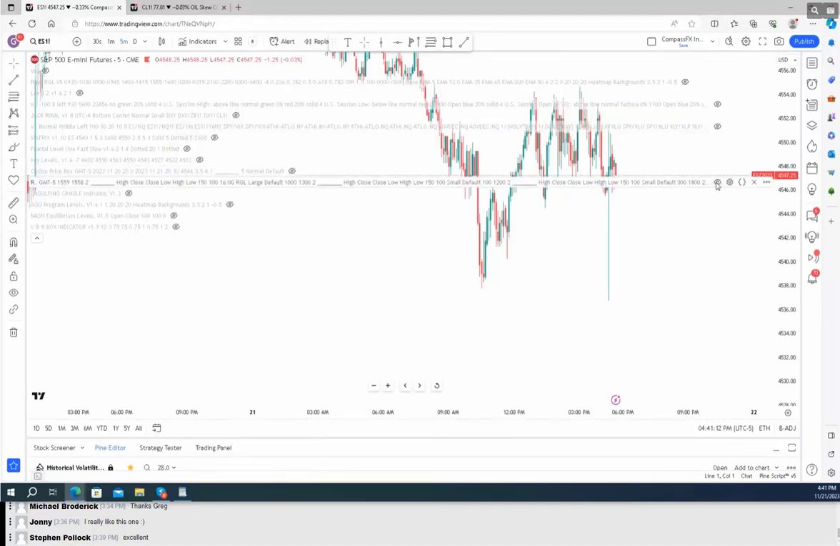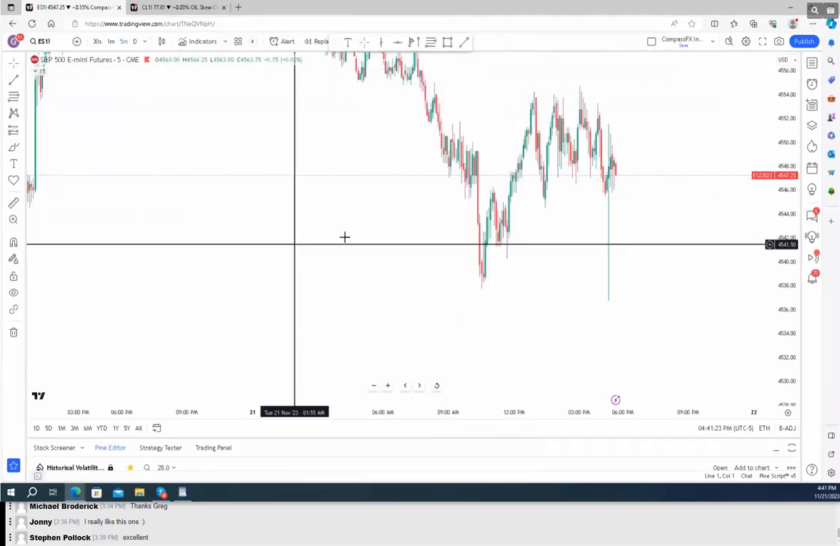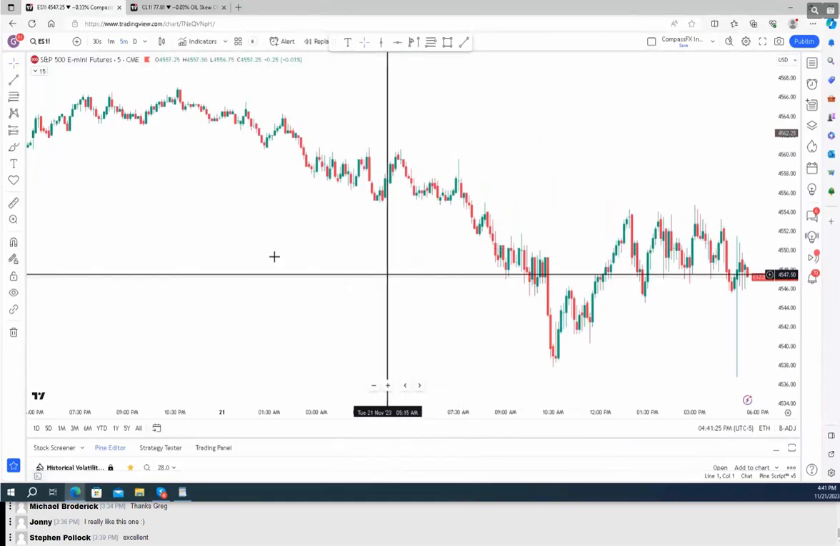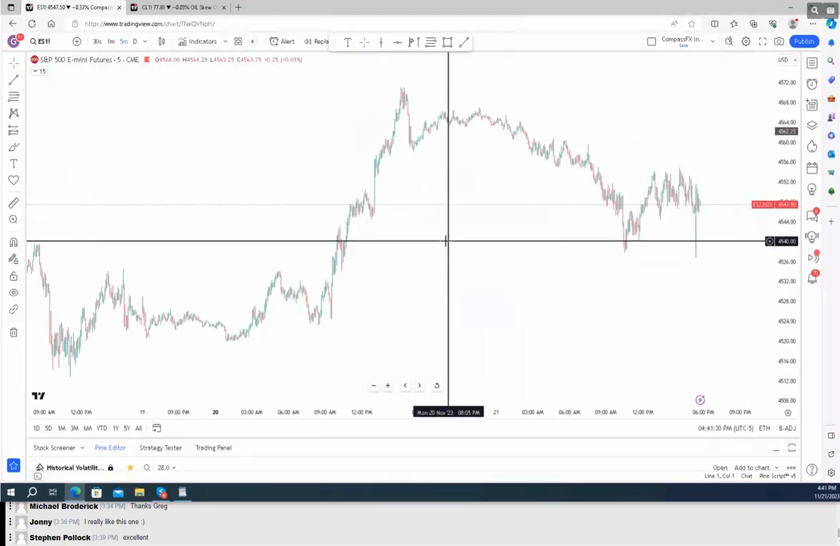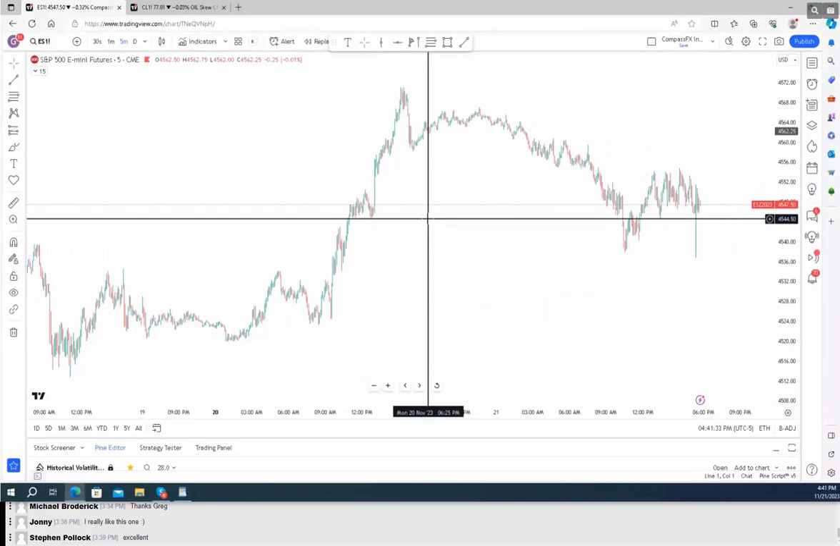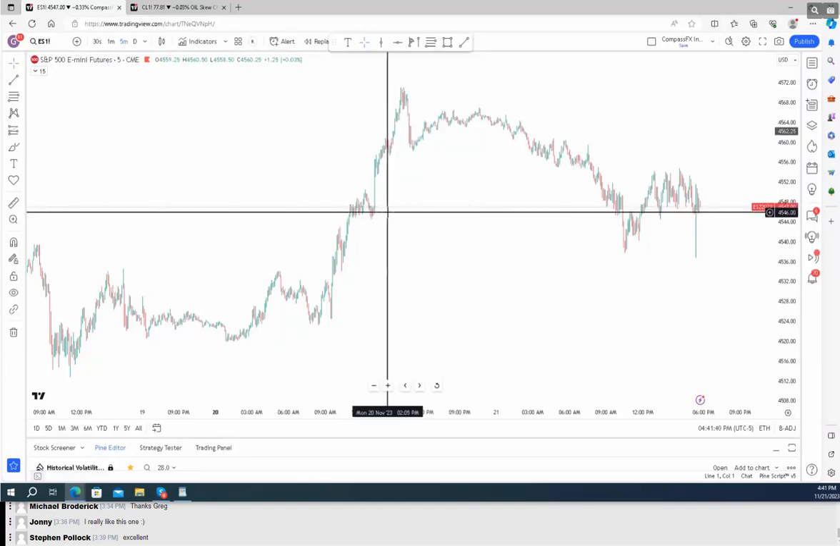So what is this one? Let's see. I don't even know what it is. Oh, the RGL tool. Okay. So I know we have Ray's RGL tool, but that tool recalculates the RGL at different times. This one does as well. I actually use both of them because the other one is like a gap of time that he uses for his RGLs in Ray's RGL version.